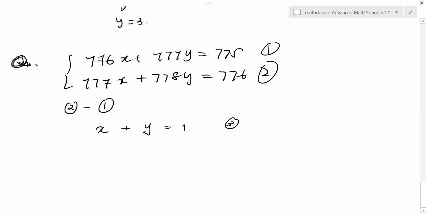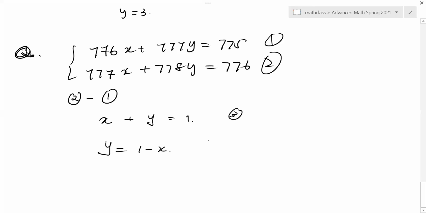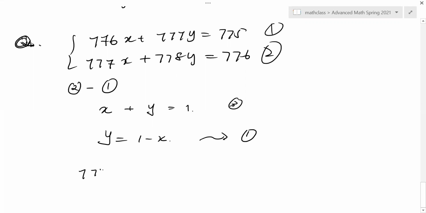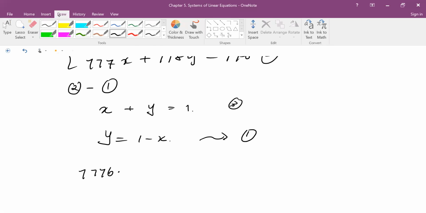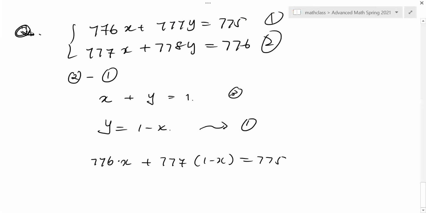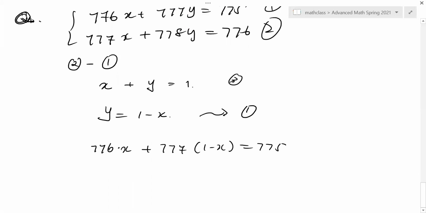Okay. Then once you have this equation, you can use substitution, like y equals 1 minus x. I'm going to plug it into equation 1. Okay, so 776x plus 777 times 1 minus x. Okay, and from here you definitely can get the x, right?